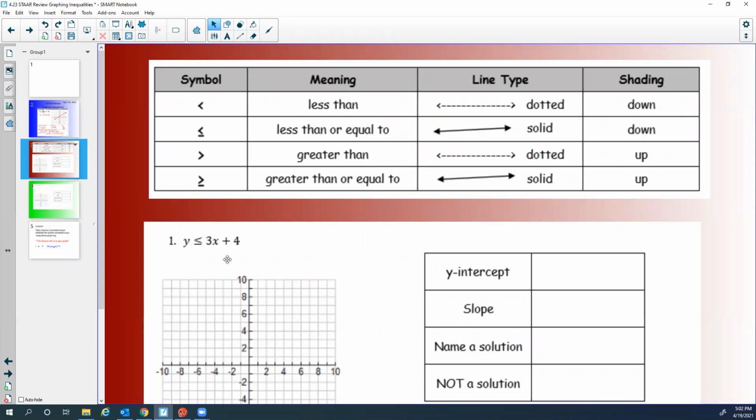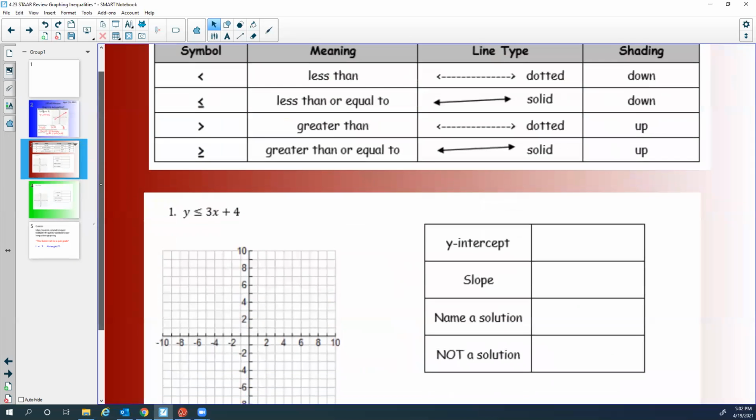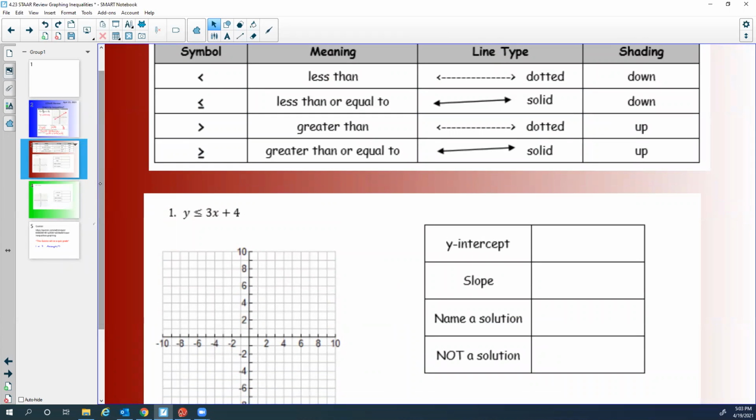Now, when it comes to inequalities, this table here is something that we have made before. Reminder that whenever you have less than or greater than, you're going to have dotted lines for inequalities, meaning the coordinates on that line are not included in solutions. Whereas for less than or equal to and greater than or equal to, those lines are solid, and all the points are included. For less than, you shade below the line, or down. For greater than, you shade up, or above the line.